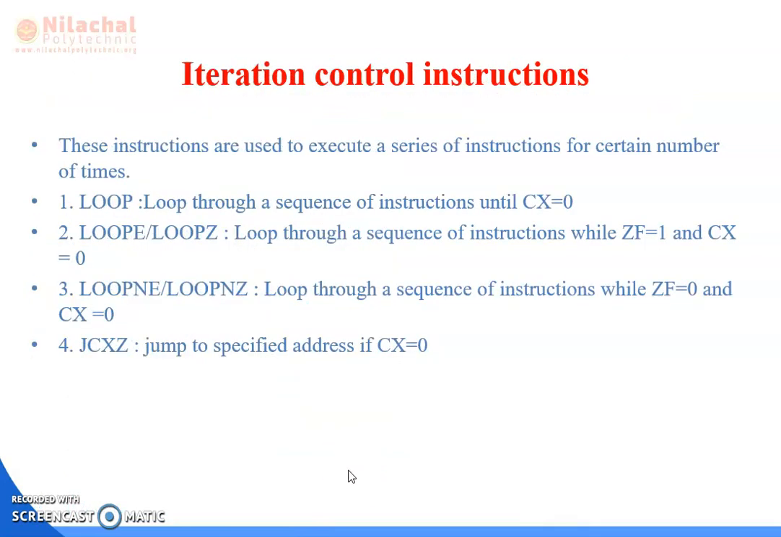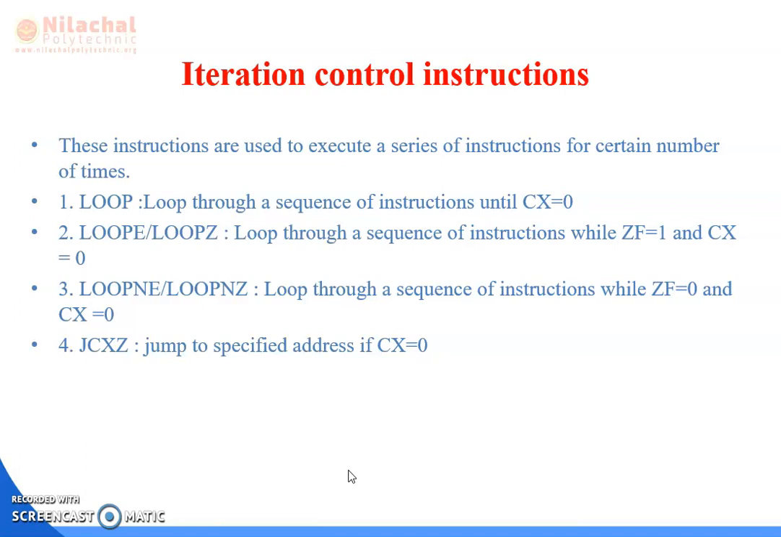Next is iteration control instruction. These instructions are used to execute a series of instructions for a certain number of times. So first is LOOP. Loop through a sequence of instructions until count CX equals to 0. Second is LOOPE or LOOPZ, that is loop equal or loop zero. Loop through a sequence of instructions while zero flag equals to 1 and the count is not equal to 0.